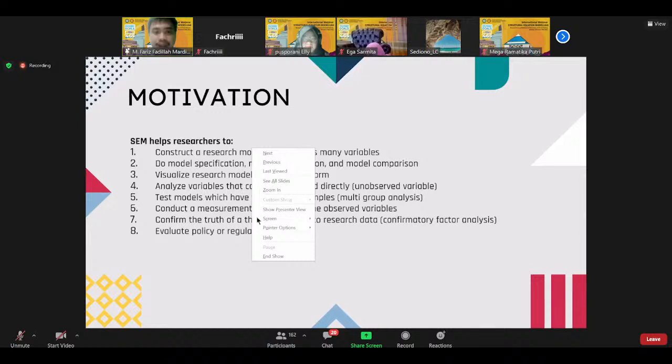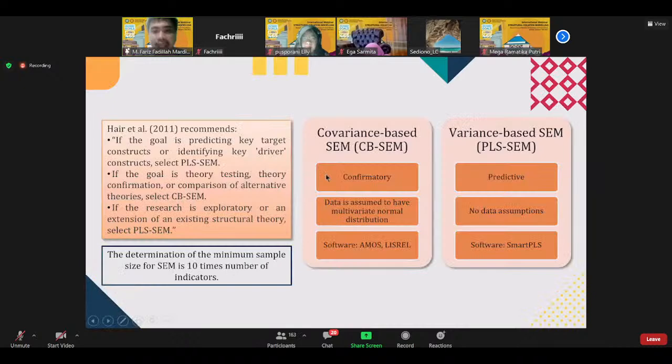In the question and answer in the chat room, maybe Mr. Adi said that there are two types of SEM. That's right. In structural equation modeling there are two types: covariance-based SEM and variance-based SEM. Variance-based SEM is famously called PLS-SEM, and covariance-based SEM has already been discussed by Dr. Hashem.